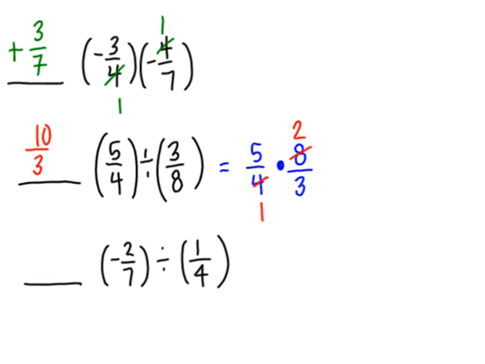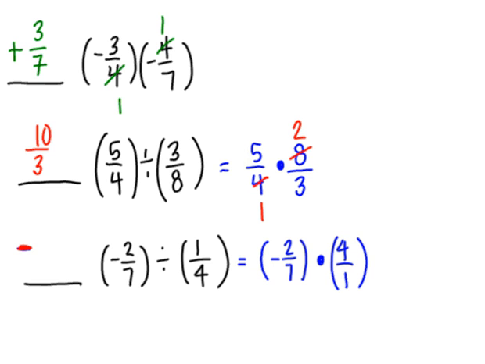My next problem is a negative 2/7 divided by 1/4. So this is going to give me a negative 2/7. I'm going to flip it and change it to 4 over 1. Now I kept the parentheses on there, but you don't have to keep the parentheses with it. Looking at my signs, they're different, which means my answer is negative.